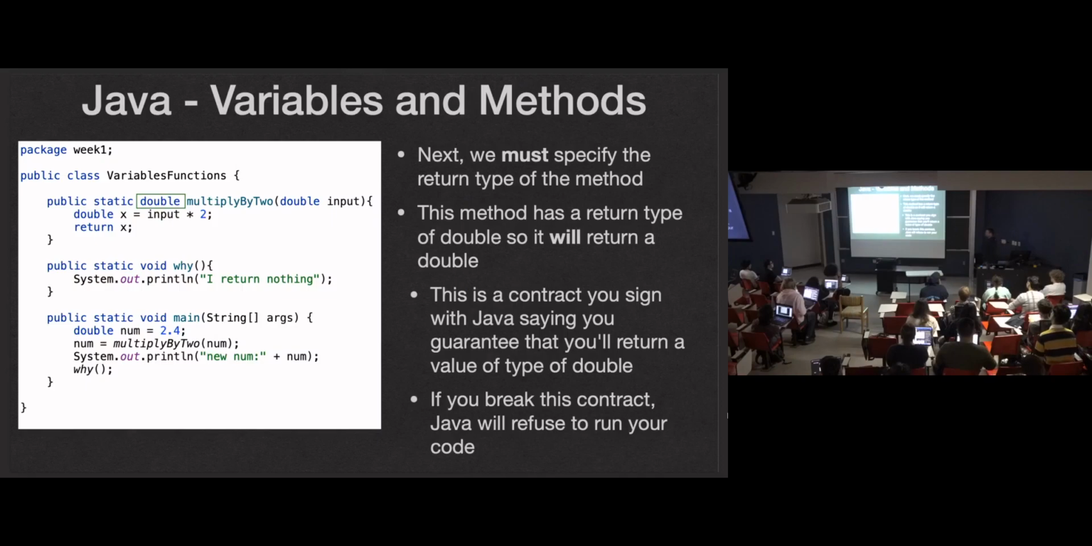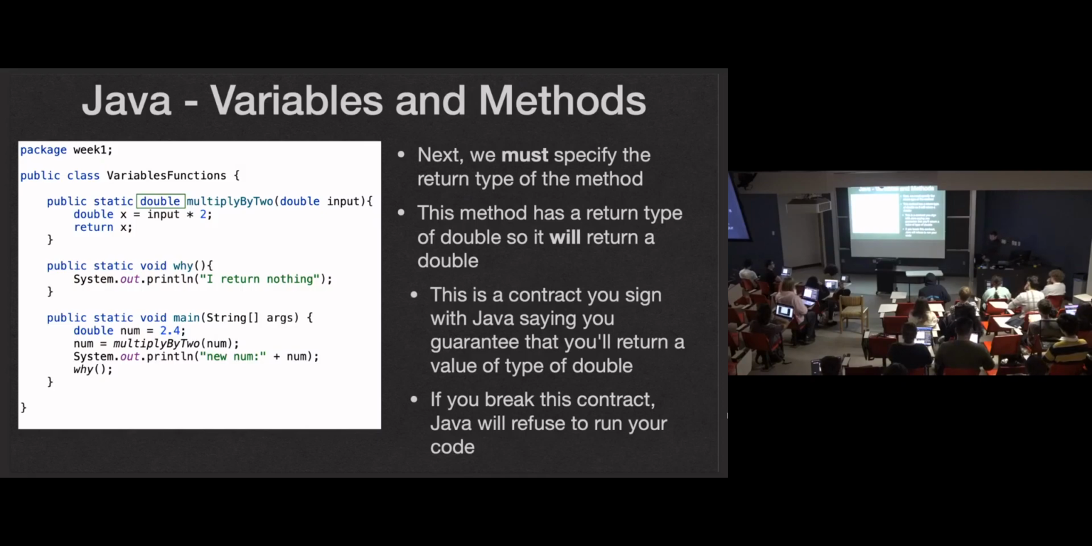The next part is the return type. Every method has to have a return type. Not only does every variable have to have a type, but every method has to have a return type that, as the name implies, is going to be the type that the method returns.